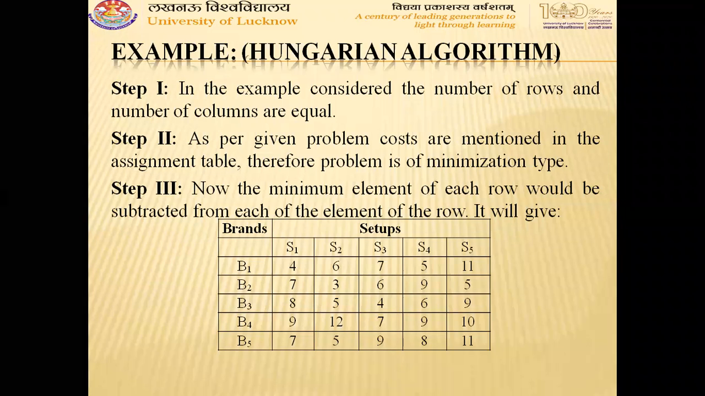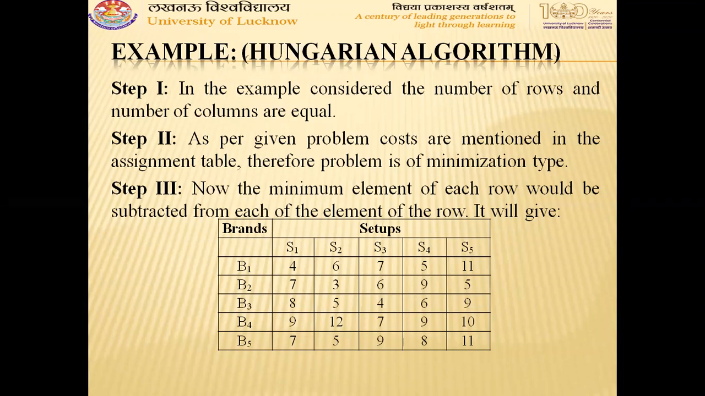The second step is to check whether the problem is minimization type or not. So as per the question, the cost is mentioned. So cost is to be minimized. So our problem is minimization type. So first two checks are performed, that problem is balanced and problem is of minimization type.